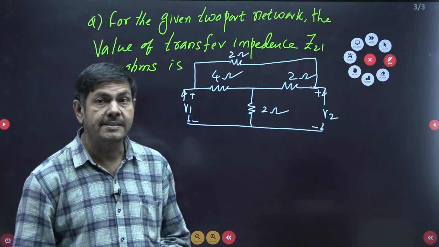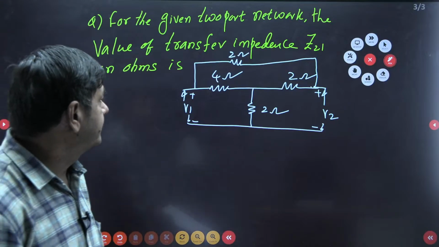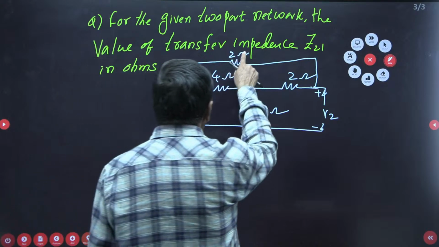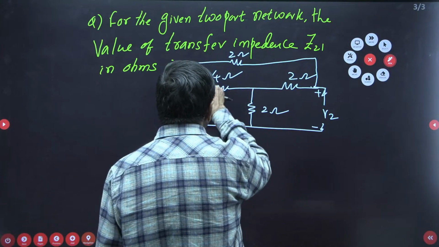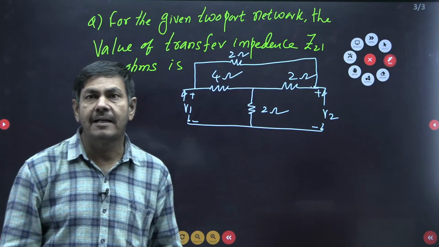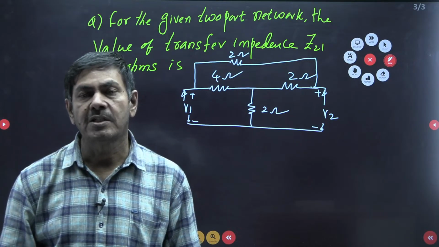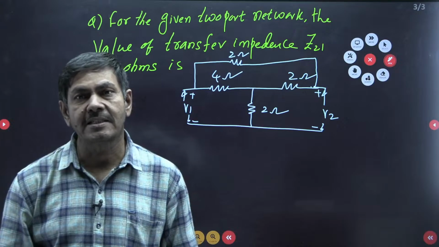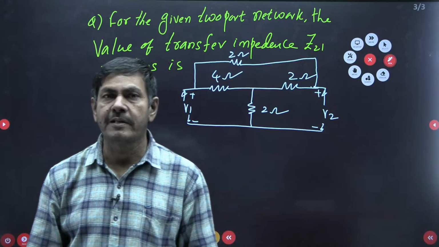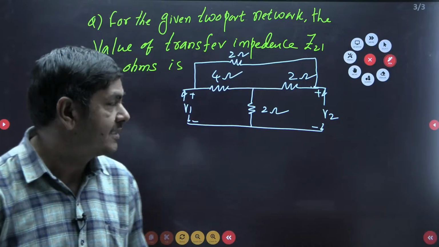How can we get it? Once you simplify this network, it becomes very simple. What way can we simplify? Here 2 ohms, 4 ohms and 2 ohms are given. This is just like a delta connection. The delta connection you convert into a star connection. Once you convert into the star connection, it comes in the form of a T network. Once you have the T network, you know very well how to tackle the question.